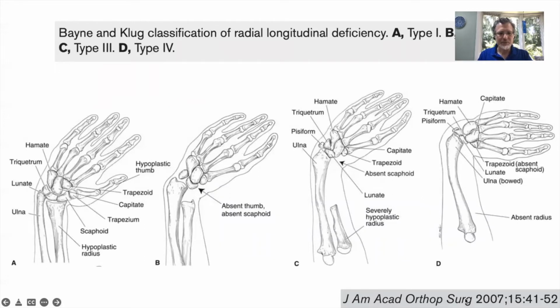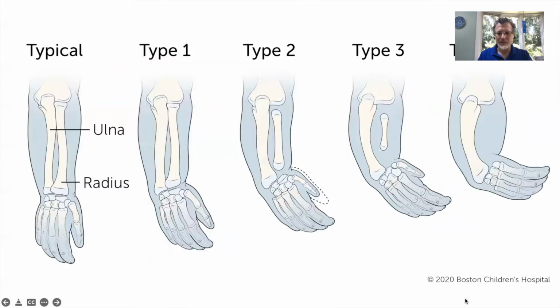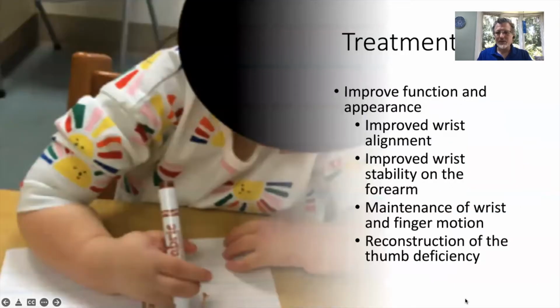The Bayne and Klug classification looks something like this. You have a hypoplastic or slightly short radius on A. B shows a more absent radius. C, now you're missing the distal half of the radius at least, and D, you have a completely absent radius. And put another way, from Boston Children's, you have this nice schematic here, which shows the progressive absence or progressive dysplasia of the radius.